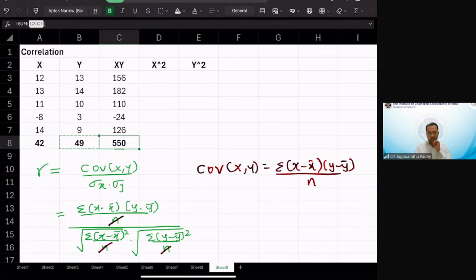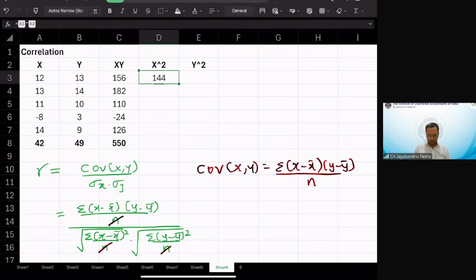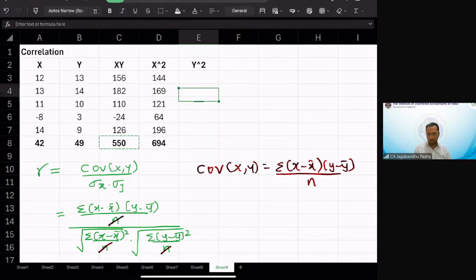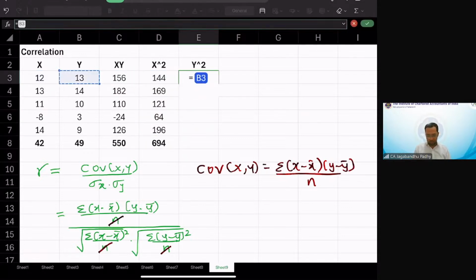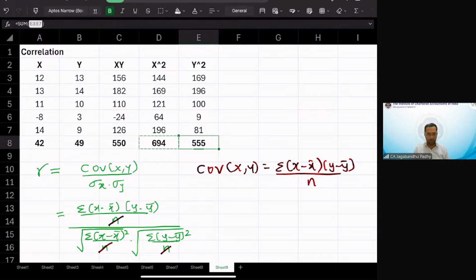Just wait, students. This question is what I'm going to do. The next question I'll give you a chance to solve, okay? So we got xy, then x square will be x multiplied by x itself. And then we will take a total. Y square will be y multiplied by y. And then we take a total of it. So we have x, y, xy, x square, and y square.